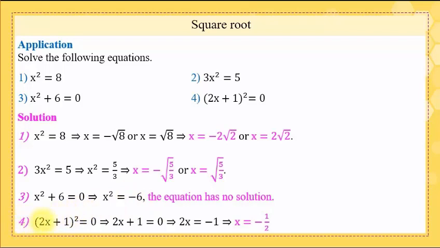Four. 2x plus 1 all squared equals 0. Then we get 2x plus 1 equals 0. Then we solve the equation to find finally x equals minus 1 over 2, which is only one solution, and we call this a unique solution.